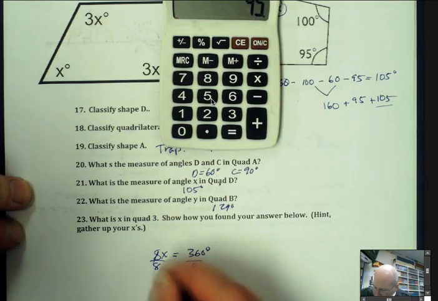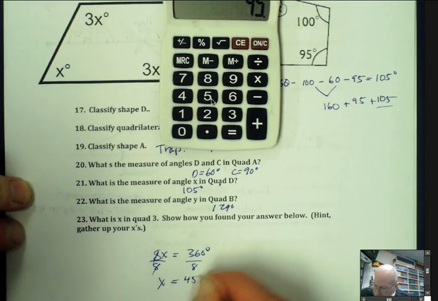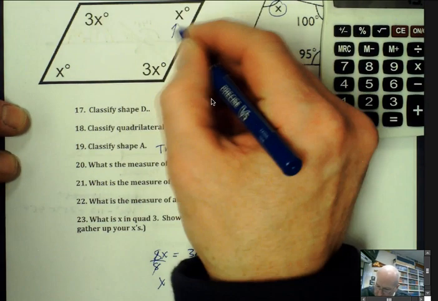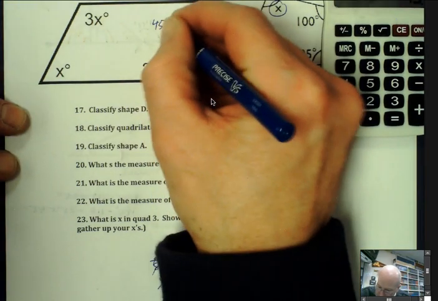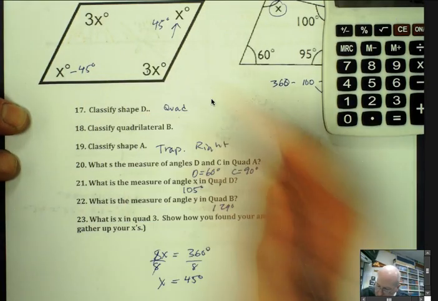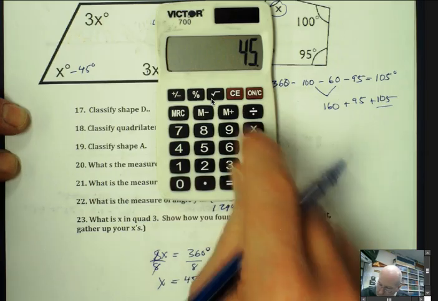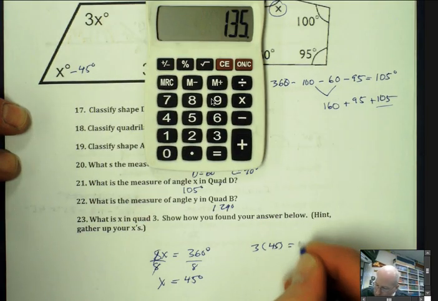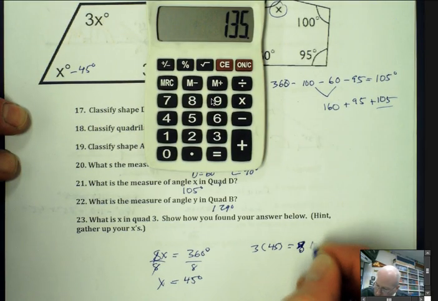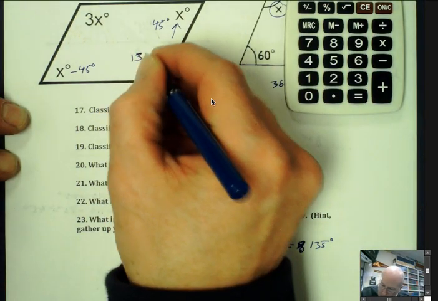Of course, they cross off on this side, and x equals 360 divided by 8, which is 45 degrees. Now, x is 45 degrees. That means that this angle here is 45 degrees, and this angle here is 45 degrees. But this one here is 3 times x, which is 3 times 45. You get 135. So these ones here are 135 degrees.